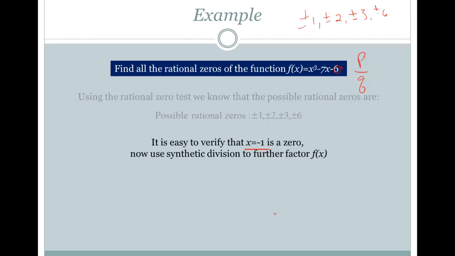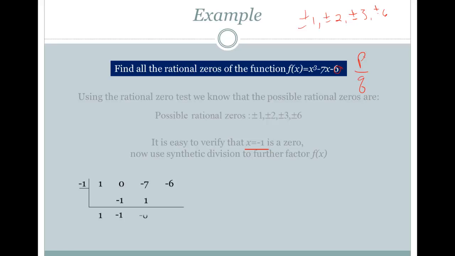Once I have one zero, then I can use synthetic division to further factor. So let's do some synthetic division here. Again, I have a 0 here because there's no x squared term. If we bring down the 1 and go through synthetic division, we get 1, negative 1, negative 6, 0. So we can see that it's a zero. And then I can factor this. The original function is x plus 1 times x squared minus x minus 6.